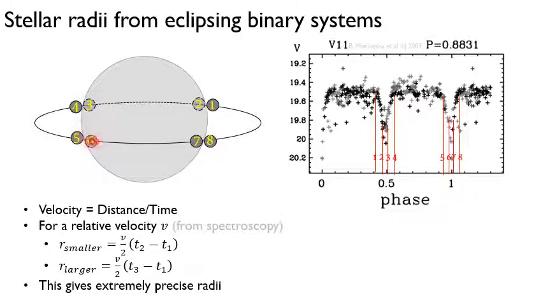You could equivalently use these ones in front, where the little star is in front of the big one. It's less common because that dip is often smaller and a little harder to interpret. So usually you'd use these 1, 2, 3, 4, but there's no reason you couldn't use the 5, 6, 7, 8 as well. So this gives extremely precise radii. We're talking percent level precision, which is pretty amazing.